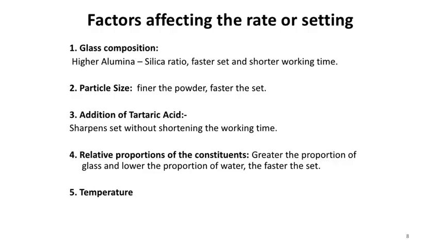The factors affecting the rate of setting: the glass composition, the higher the alumina silica ratio, the faster the set and the shorter the working time. Particle size, the finer the powder, the faster the set. Addition of tartaric acid sharpens the set without shortening the working time. Relative proportions of constituents, the greater the proportion of glass and the lower the proportion of water, the faster the set.